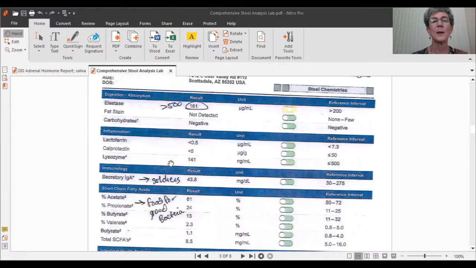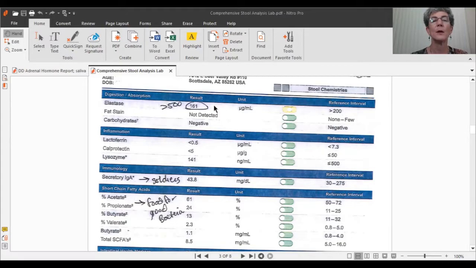The next page is a really important page because it looks at how digestion, inflammation, and the immune system are working in the gut. So the first thing that we're looking for in digestion is, do you have enough elastase? Now, elastase is your pancreatic enzyme. The regular result that we should see is above 500. In this patient, their elastase is only 161, which is below the reference interval of at least 200. So this patient is not putting out enough pancreatic enzyme.